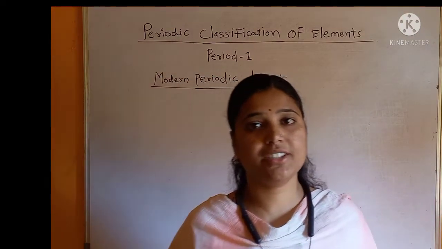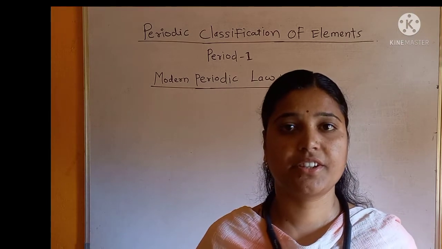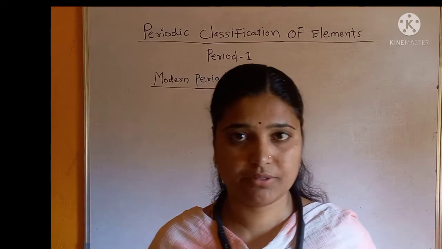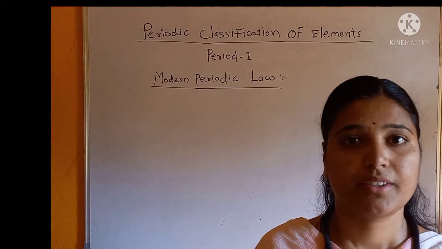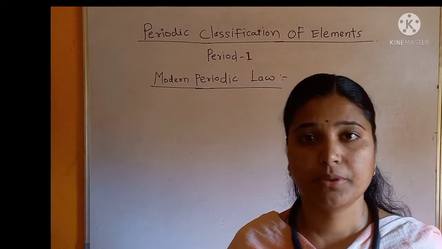Hello student, in the previous video we saw the different methods of classification of elements. First is the Dobereiner triads, second is Newland's law of octaves, and third is Mendeleev's periodic table. Today we discuss the modern periodic law.